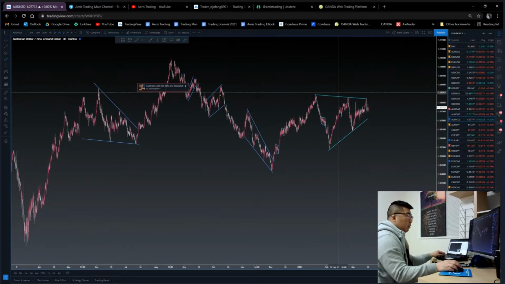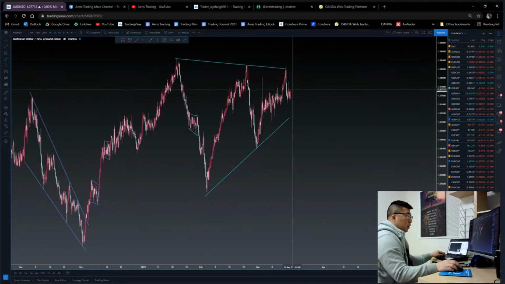Okay, but for now, I'm not really seeing too much. Preferably there is one more move to the downside and then a reversal back up to continue. I think that would be the better setup in my opinion.